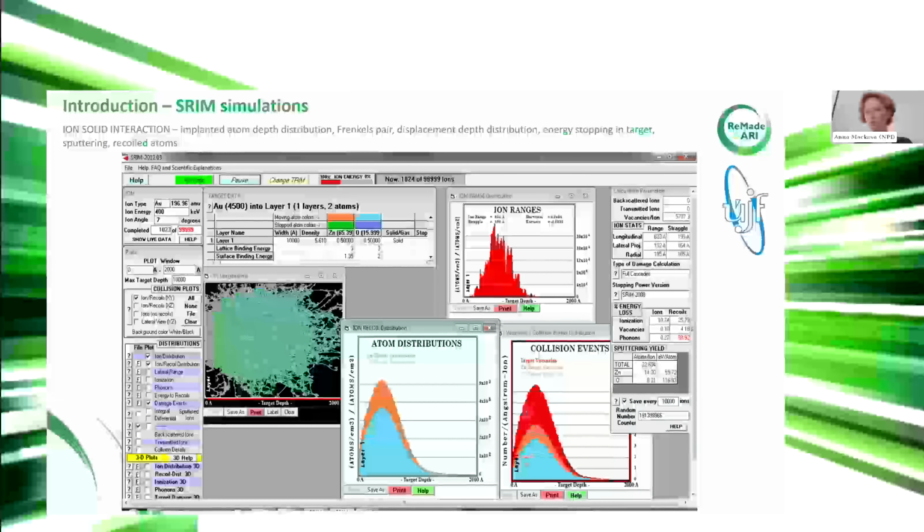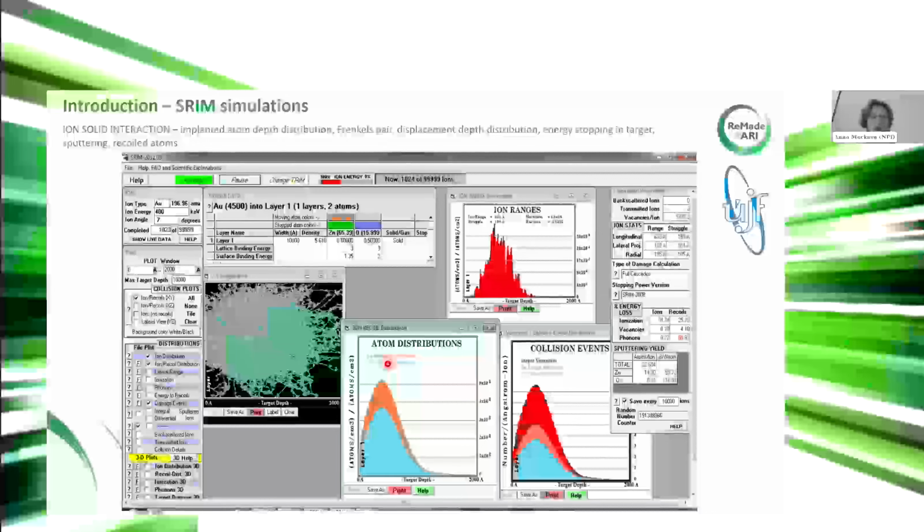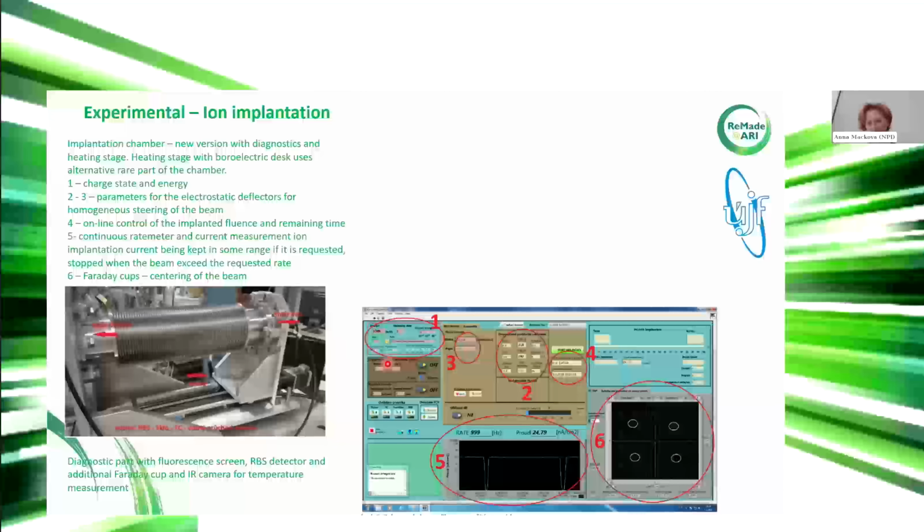I can also follow what the zinc vacancies depth profile and oxygen vacancies depth profile will be, and also the deposition of energy via ionization and via collisions. So all these things are important before we start to irradiate the sample and realize the implantation.